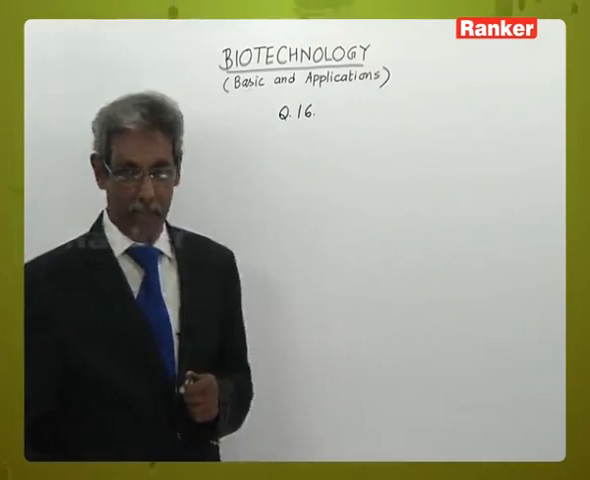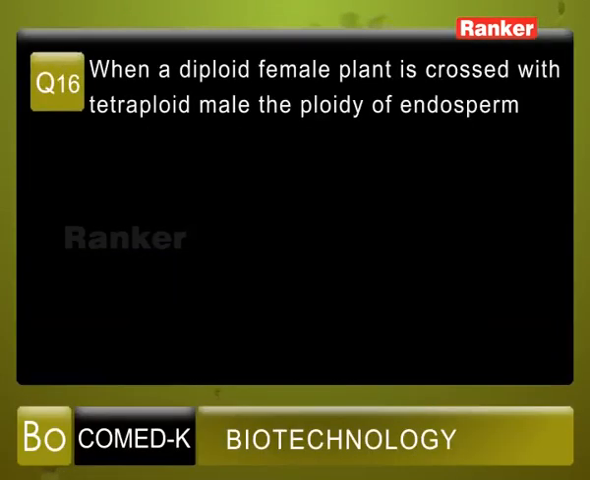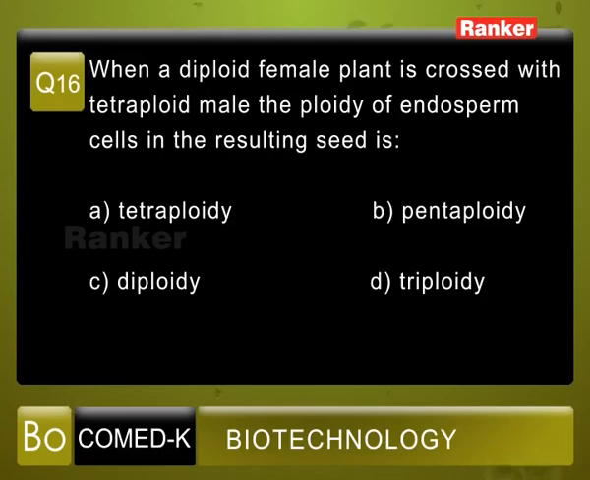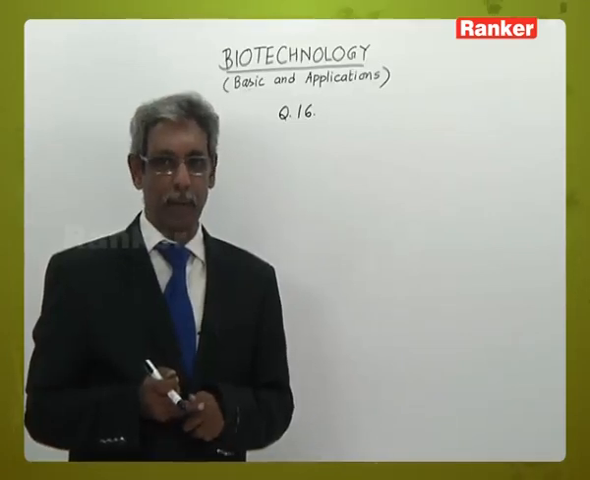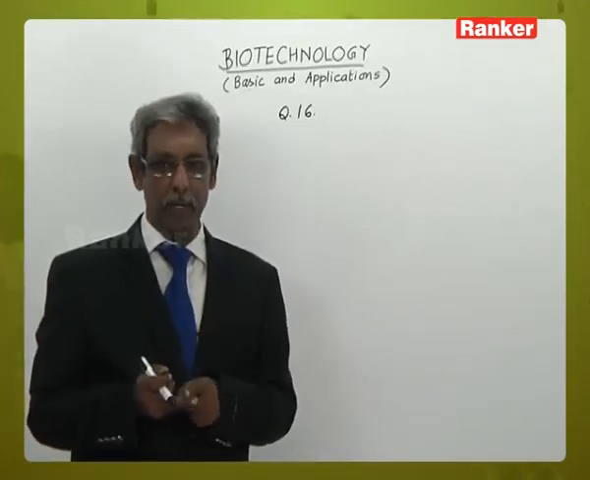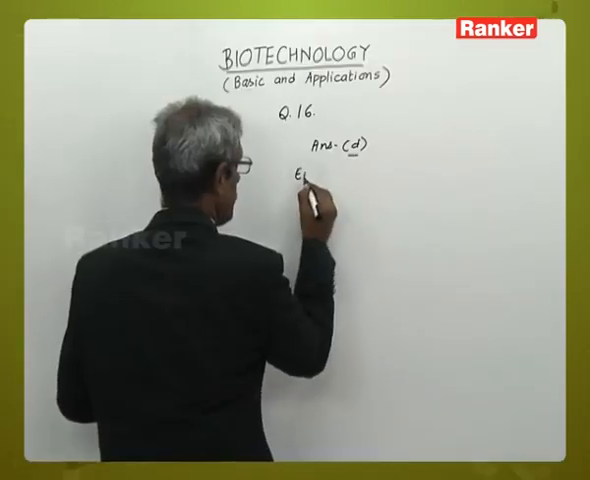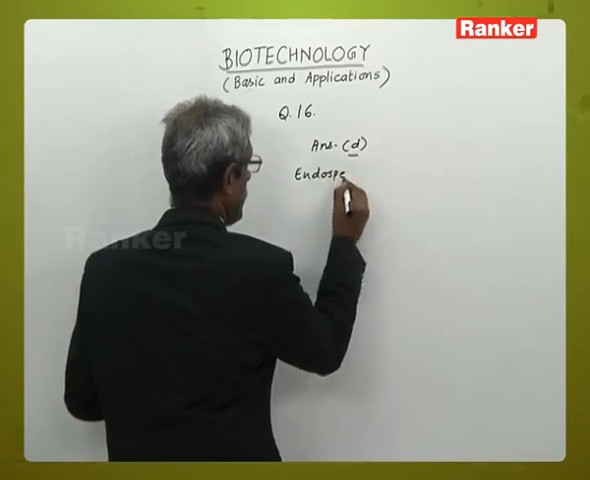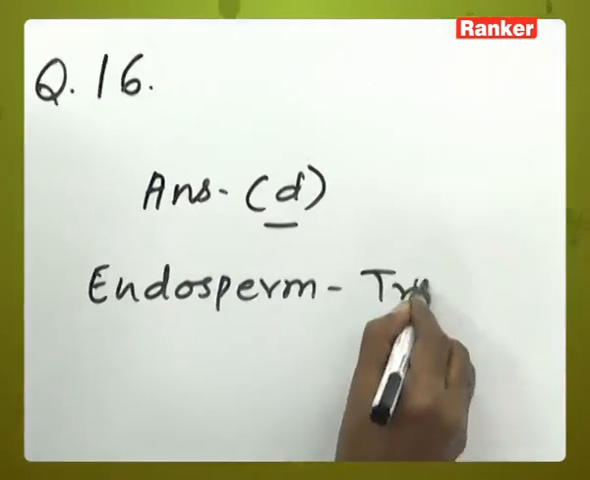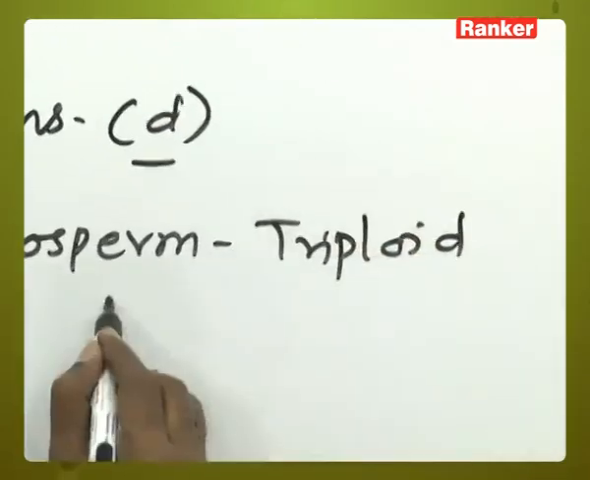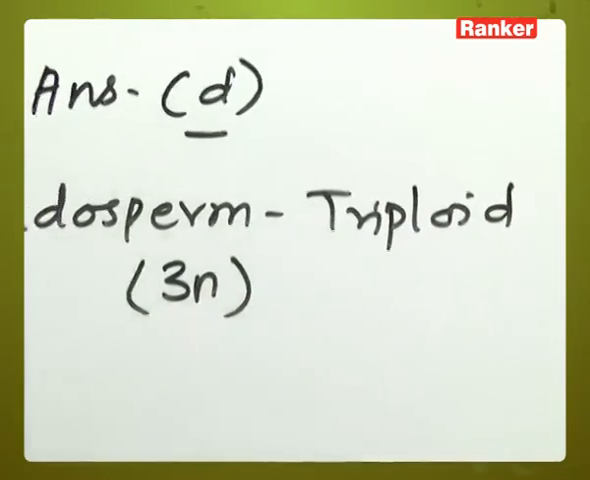We go to question number 16. When a diploid female plant, that is 2N, is crossed with a tetraploid male, 4N, the ploidy of the endosperm cells in the resulting seed is predominantly triploid, because endosperm is always a triploid tissue. Hence, the answer is D. Because the endosperm is always triploid, or it is designated as 3N.